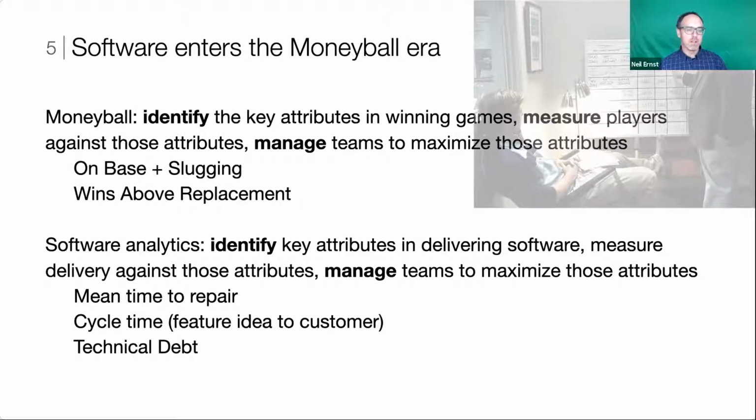In baseball, this might be something like how often a player gets on base, including how often he gets hit by a pitch or gets walked. In software analytics, we want to do something similar, I would argue. We want to identify the key attributes for delivering our software, measure our delivery against those attributes, and then manage our software teams to maximize them. Some of these attributes might include things like the mean time to repair a bug, the amount of cycle time between getting a feature idea into the requirement stage to eventually delivering it to a stakeholder, and then finally, the amount of technical debt in our software.